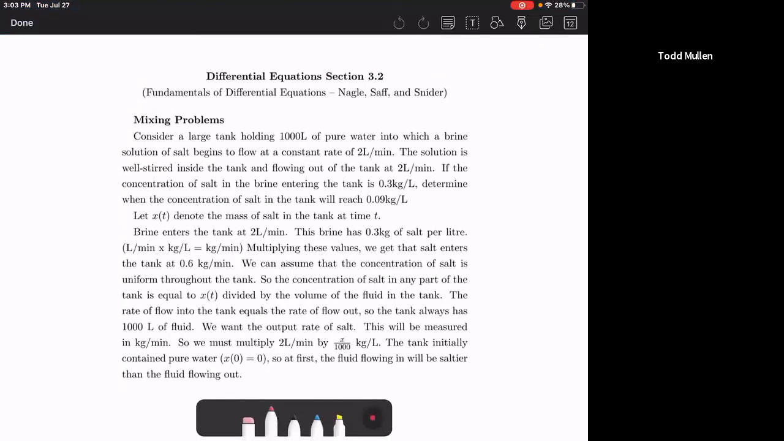This is section 3.2. In this video, we're going to be talking about mixing problems, a more real-world example of how we can use differential equations. So consider a large tank holding 1,000 liters of pure water. And then picture that there is a brine solution that begins to flow in at a constant rate of 2 liters per minute.